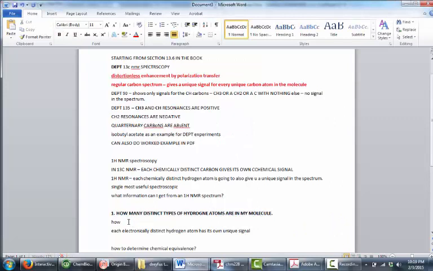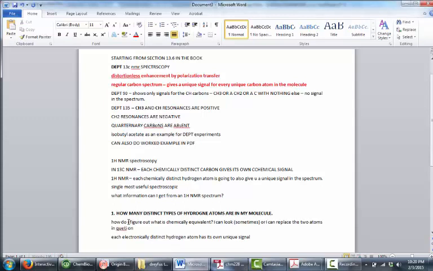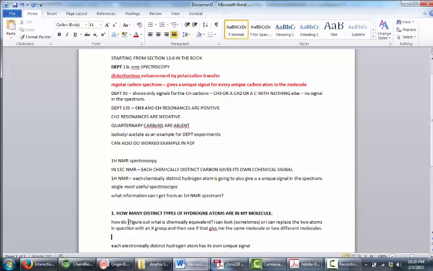So how do I figure out what is chemically equivalent? I can replace the two atoms in question with an X group and then see if that gives me the same molecule or two different molecules. So let's do an example.